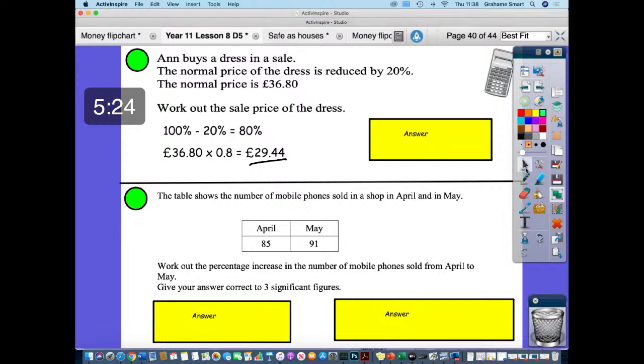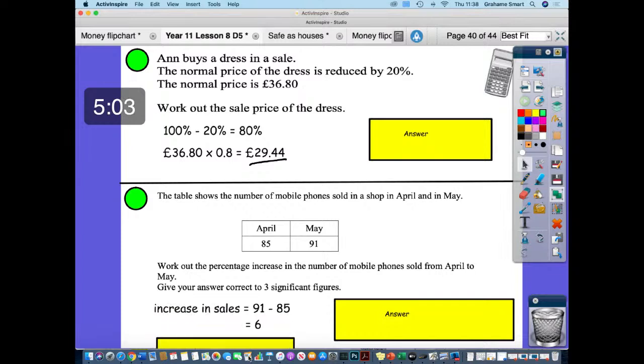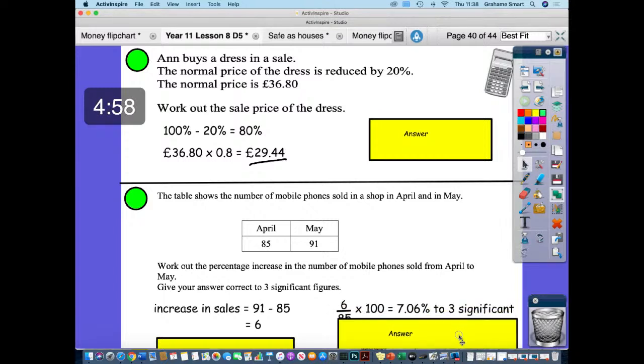Looking at this one here, it asks you to work out the percentage increase in the number of mobile phones sold from April to May and give your answer correct to 3 significant figures. So there is some rounding here. First of all, what is the increase? 91 to 85, it's gone up by 6. So that's the first thing I've calculated. What was the original? 85. So 6 divided by 85, and then multiply that by 100, comes out to be 7.06% to 3 significant figures. So there you go. That's those easy ones.